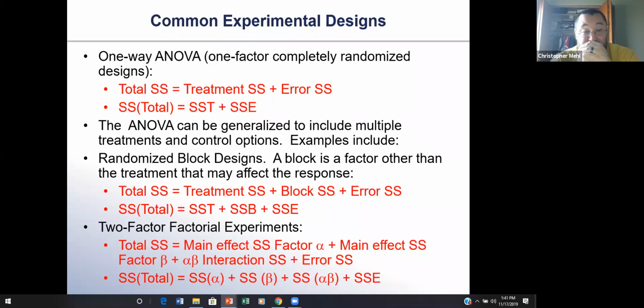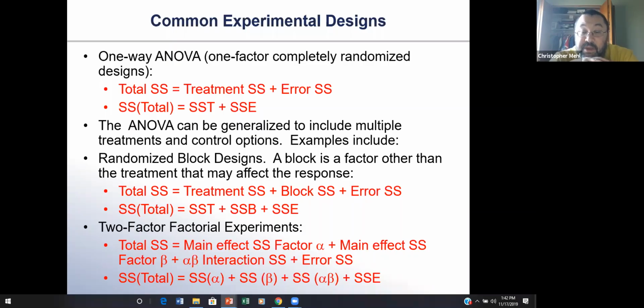Okay, now let's talk about some common experimental designs for a one-way ANOVA. The one-way ANOVA, one factor completely randomized design, is our basic one-way ANOVA. Okay, that's what that's called. Total sum of squares is treatment sum of squares plus error sum of squares. But we can generalize that to include multiple treatments and multiple control options.